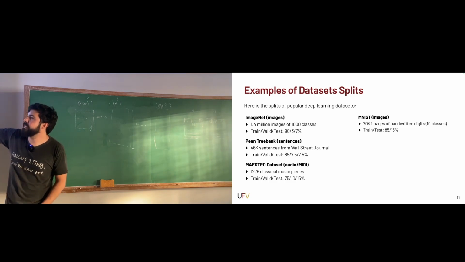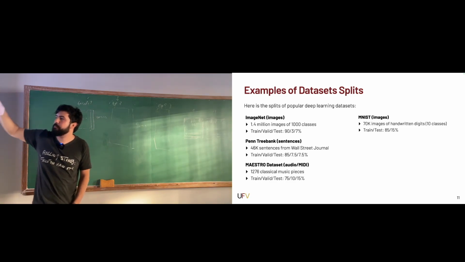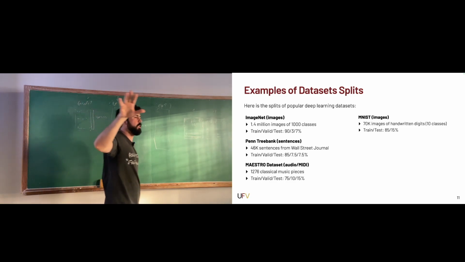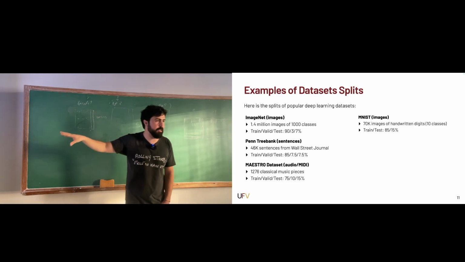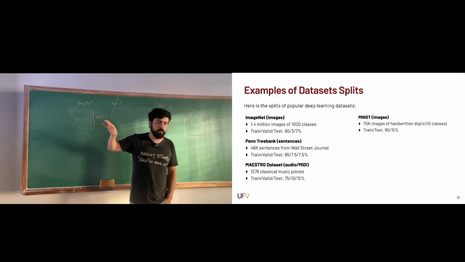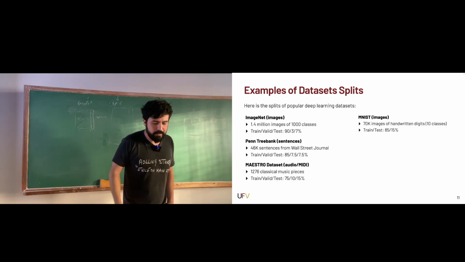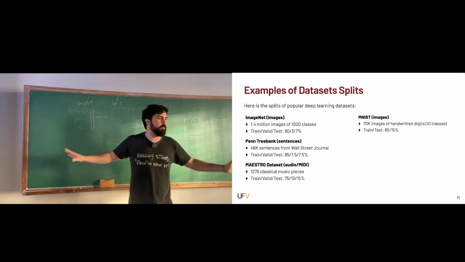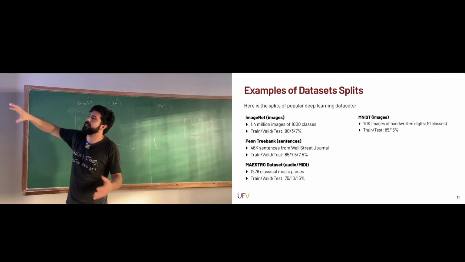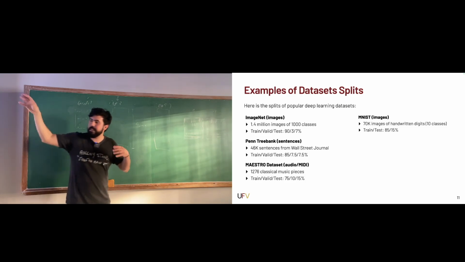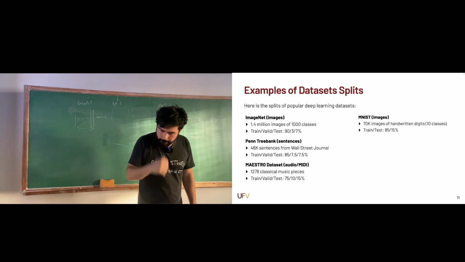So anyways, here you have data sets that are popular, that have been used for research even to this day, and they have different sizes and different splits. So there's no single way to do this. It's just that there is this standard of normally 70, 10, 10, or 85 or 90 for training.